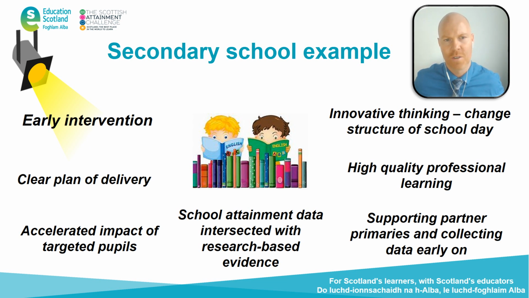At secondary, school leaders looked at research on improving literacy levels. They discovered that improving reading would improve literacy levels across all subjects. Also, the data in the school indicated that there was a greater attainment gap in reading. The school's approach was to provide early intervention and put in place a system that increased the reading age in line with a learner's chronological age. Work began with partner primary schools.